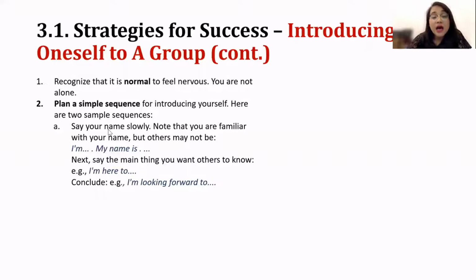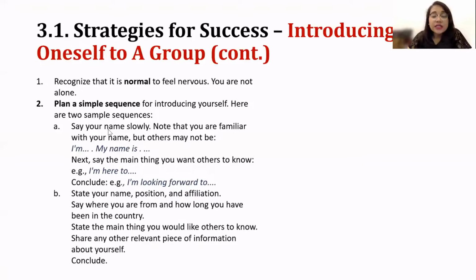For example, I'm blah, blah, blah, my name is blah, blah, blah. It's just like a normal introduction. I will give you a full version of the introduction after this. After you say your name, say the main thing you want others to know. I'm here to, I will give you the examples after this. And finally, conclude. I'm looking forward to what? What do you expect from the discussion, or from the topic of the discussion?